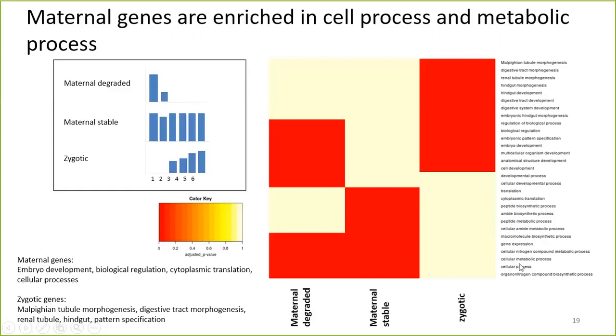Quite interestingly though, the zygotic genes, if you look at them here, were enriched in specific developmental processes, things like Malpighian tubule morphogenesis, digestive tract morphogenesis, hindgut development, embryonic hindgut development, embryonic pattern specification. So things that you really think the zygote is kicking in to start the differentiation and the development of its own structures. So we found this quite interesting, and it basically shows that indeed we are capturing this biology nicely. So we now provide a list of what we think are zygotic genes in this organism, at least the genes that are transcribed early on and are important for organogenesis in the first few hours of development.